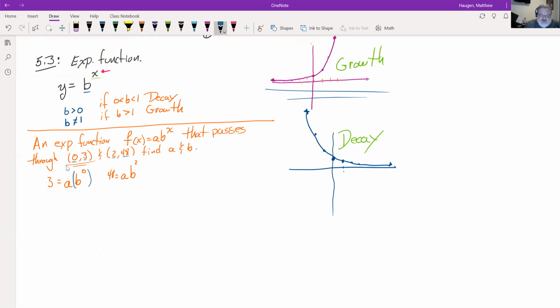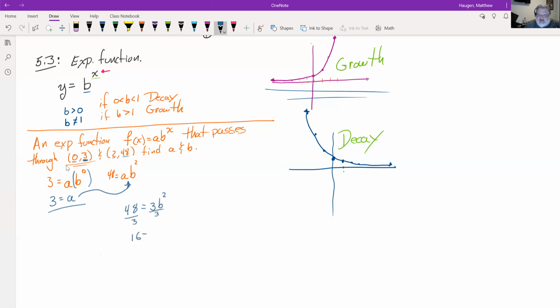What is b to the 0 power? 1. So that's 3 equals a times 1, or a is 3. So when they give us this y-intercept, they're pretty much giving us that a value. Okay, so we can put that in here. Now we know that 48 is equal to 3 times b squared, and then just solve for b.